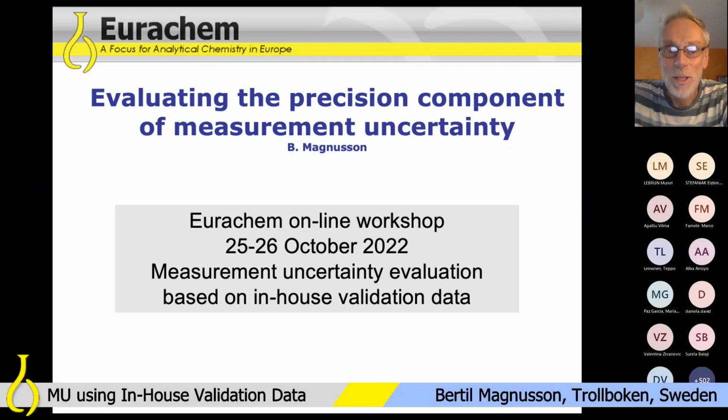It is very good to see so many people here interested in measurement uncertainty evaluation. And Ricardo has given you a short overview of how to use in-house validation data. We will now continue going into the different parts.